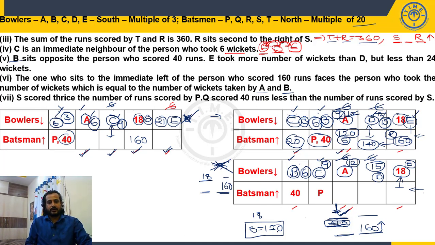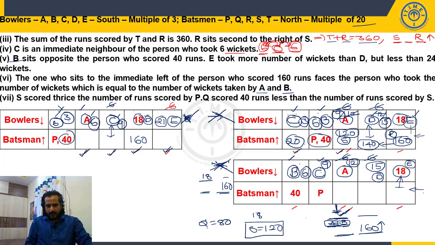S itself is 120. So what will be the runs of Q? 80. Q will be 80. But in this case, can you find any number 80? 20, 40, 120, 140, 160? No. So this case is also completely gone.